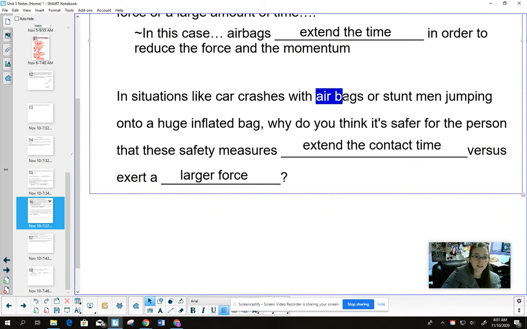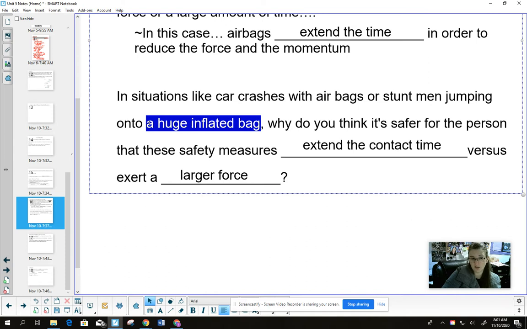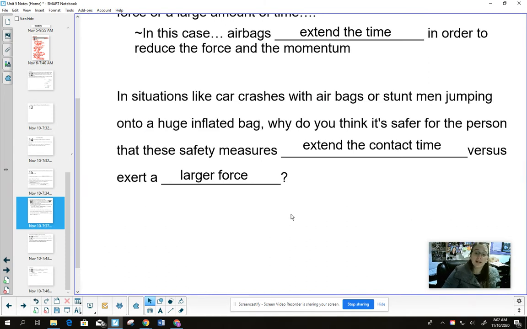Again, the point of these things, these airbags, I guess you could call this an airbag as well, is to have the person come to a stop, right? So these things extend the contact time it takes for them to come to a stop versus exerting just a massive force on them. Why do you think it's safer? Put it in a sentence. So something you could have said is because, of course, if it's a larger force, that is going to do a lot of work on your body. It's going to hurt, right?